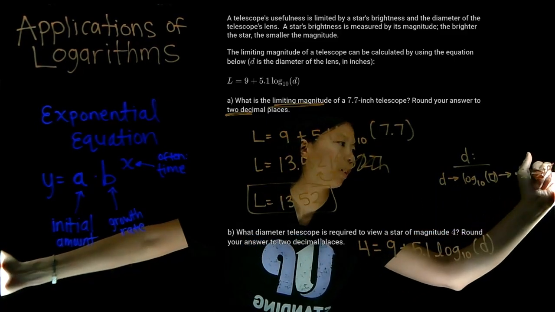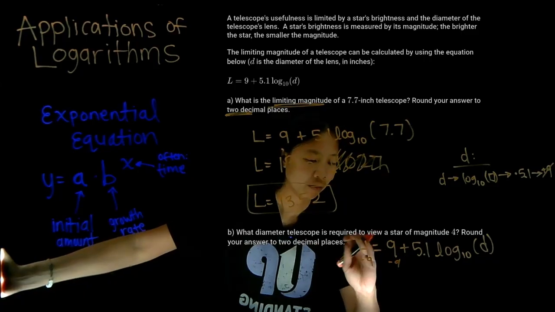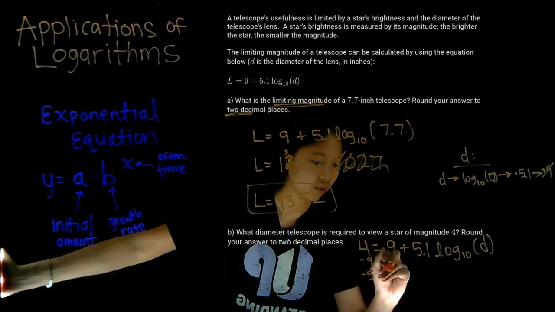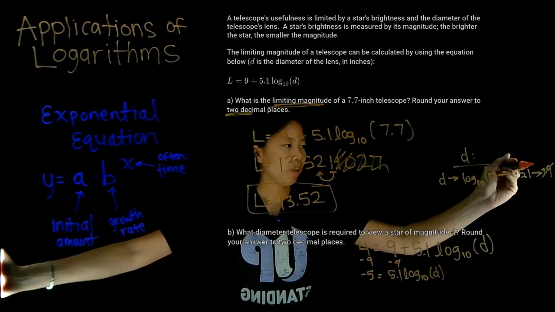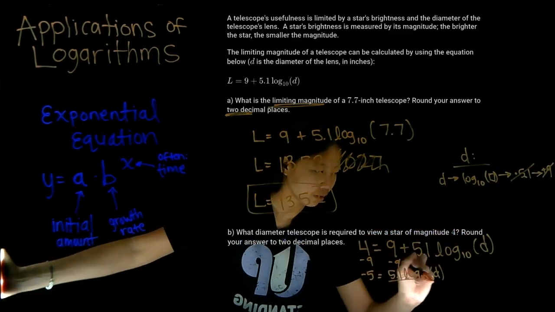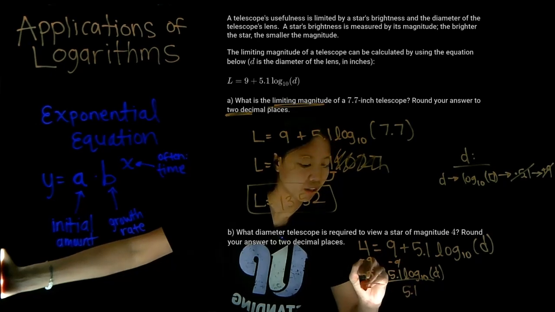So I'll undo a plus 9 by subtracting 9 on both sides. 4 minus 9 is negative 5. That equals 5.1 times the log base 10 of d. To undo a times 5.1, I'm going to divide both sides by 5.1.